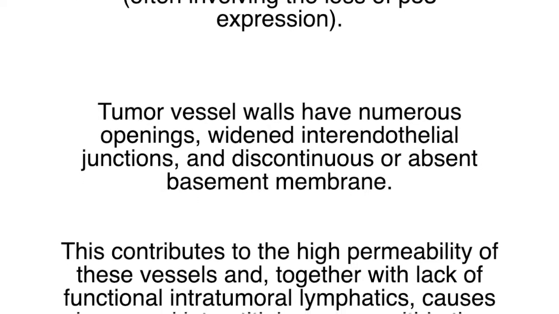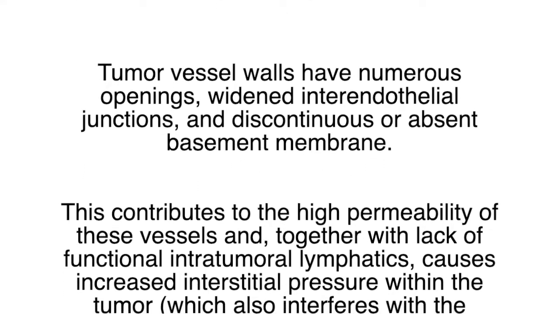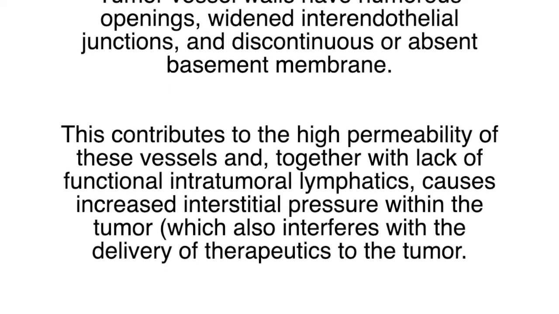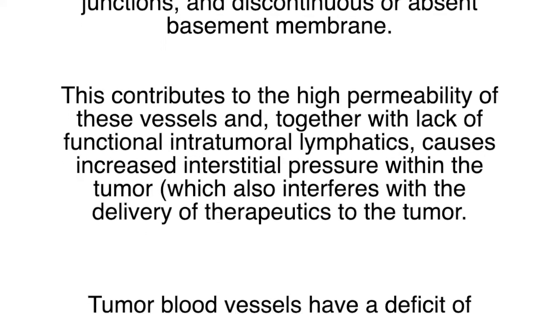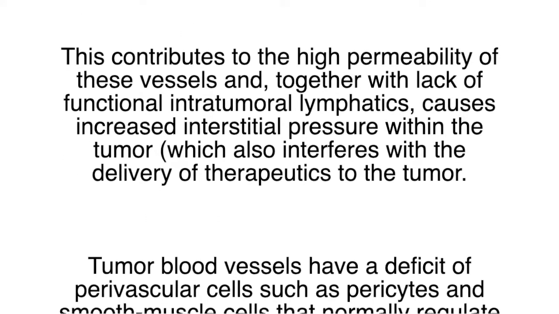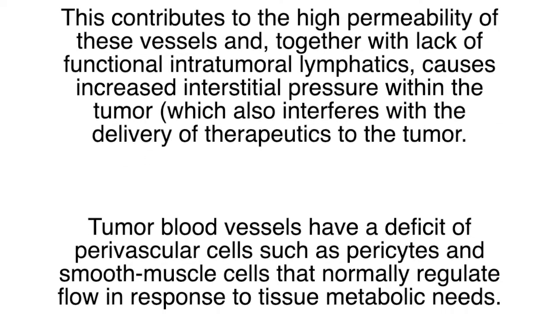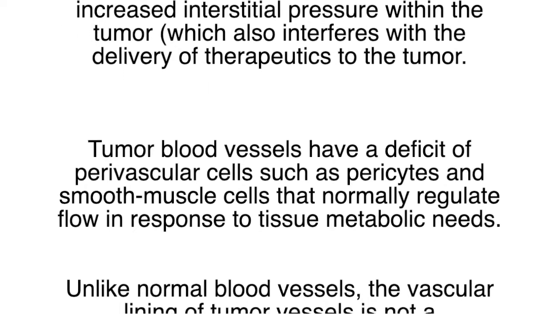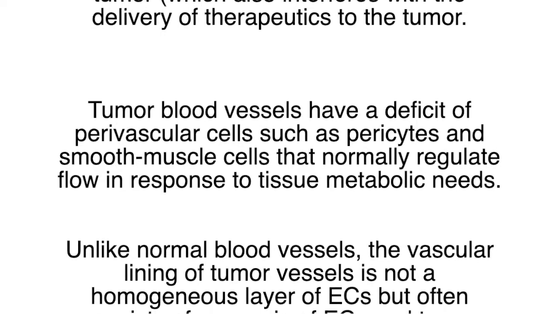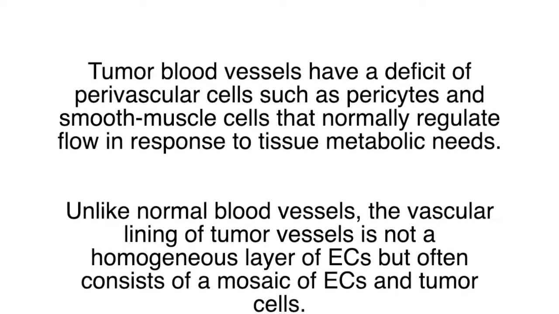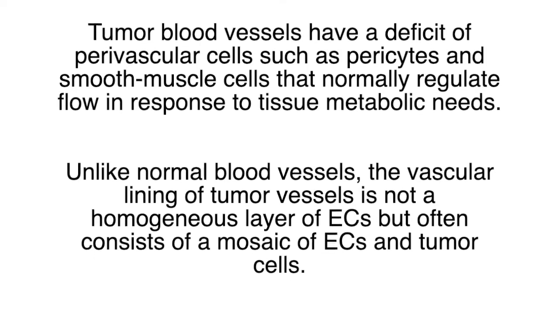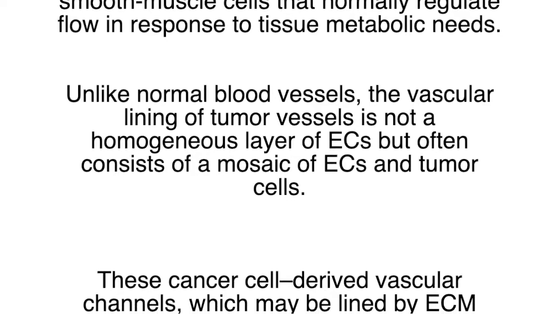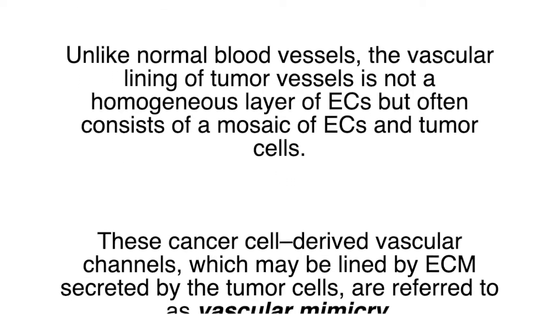Tumor vessel walls have numerous openings, widened interendothelial junctions, and discontinuous or absent basement membrane. This contributes to the high permeability of these vessels, and together with lack of functional intratumoral lymphatics causes increased interstitial pressure within the tumor, which also interferes with the delivery of therapeutics to the tumor. Tumor blood vessels have a deficit of perivascular cells such as pericytes and smooth muscle cells that normally regulate flow in response to tissue metabolic needs.